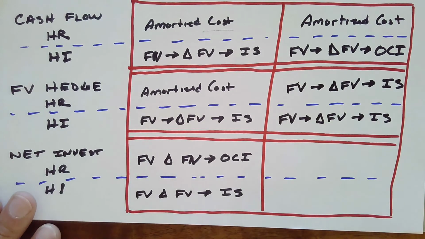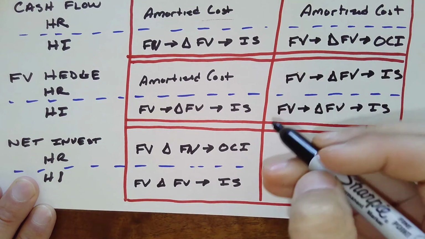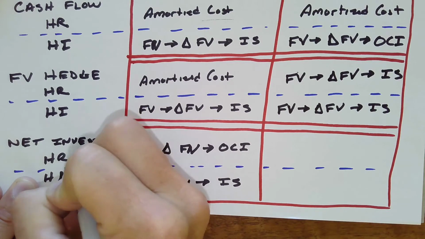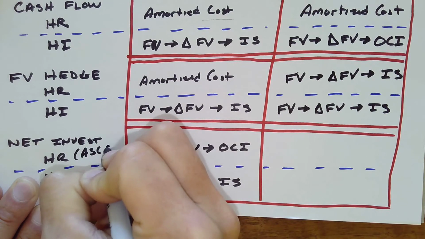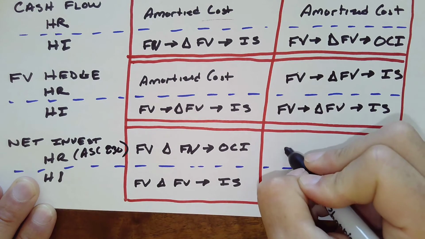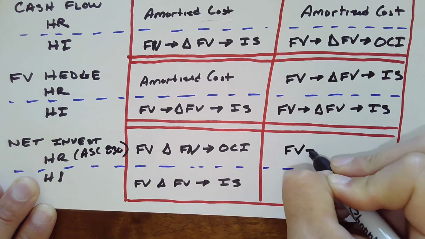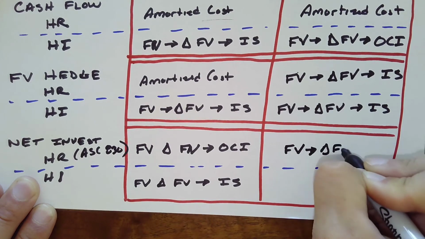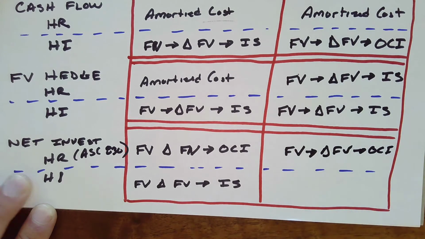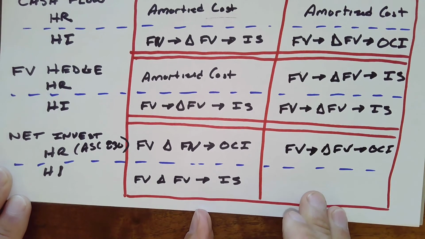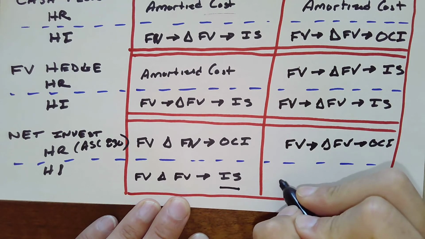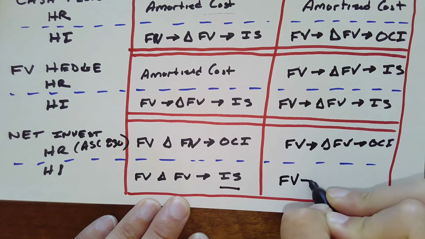So how about our net investment hedge? Well, the hedge risk is not going to change. That is all qualified under ASC 830. So this is still going to be fair value with changes in fair value going to OCI. Well, if I qualify as a net investment hedge, we're going to change the instrument from going to the income statement to also going to OCI.